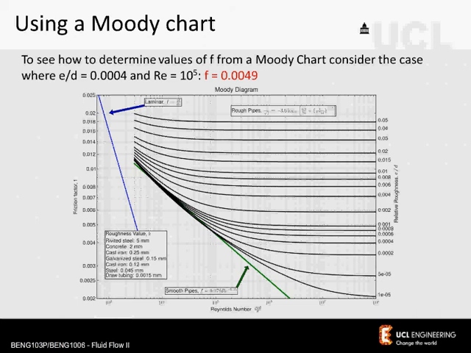So for example, if our E over D is 0.0004, we follow the line for 0.0004 over to the Reynolds number of 10 to the 5 there, and from there we read off that the value of friction factor, F, is 0.0049. And we'll be doing some more examples of finding friction factor using Moody charts in the tutorials, as it takes a little bit of practice to get right.